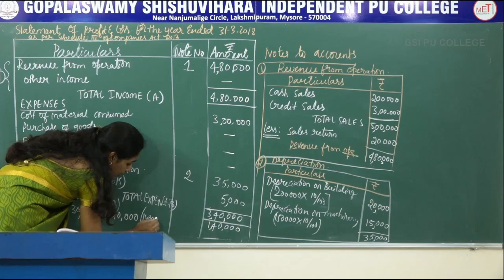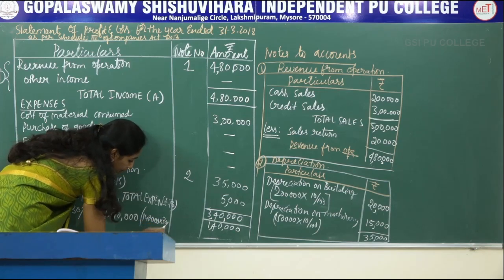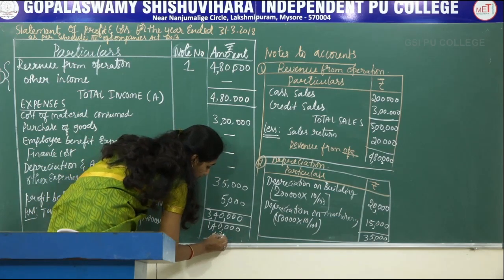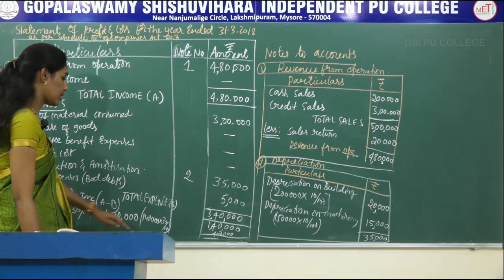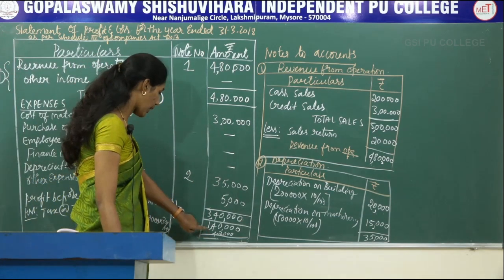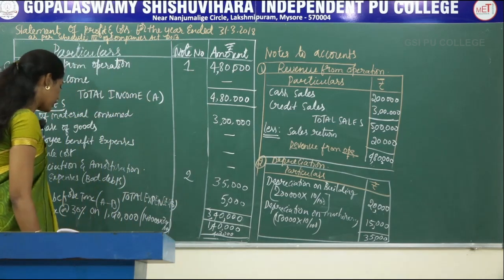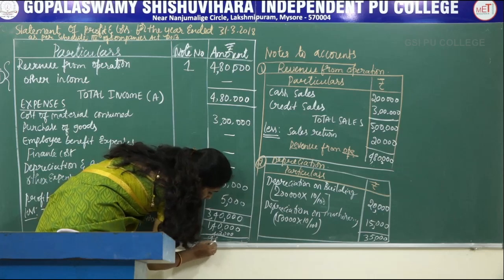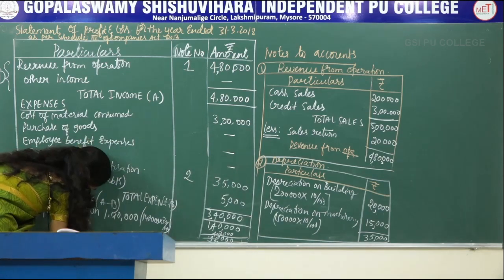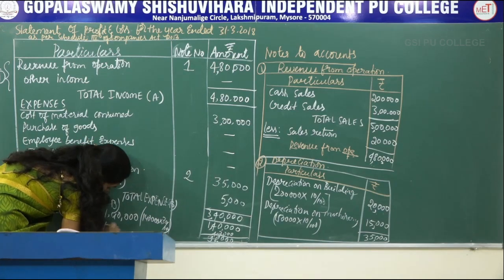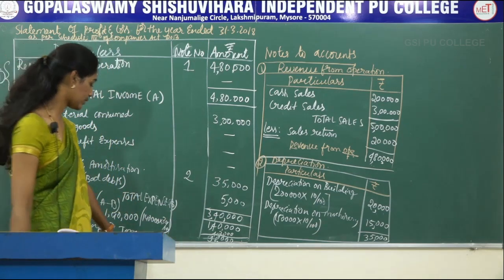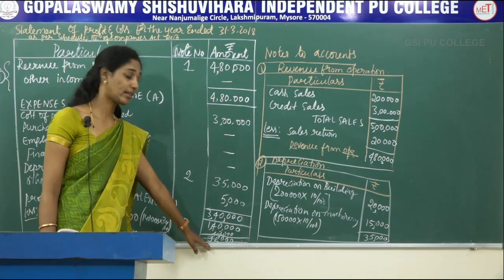1,40,000 into 30 divided by 100. You will get 42,000. Then finally you have to deduct the amount of tax from the profit before tax. You will get 98,000 profit. So this is nothing but profit after tax. So the profit after tax was rupees 98,000.